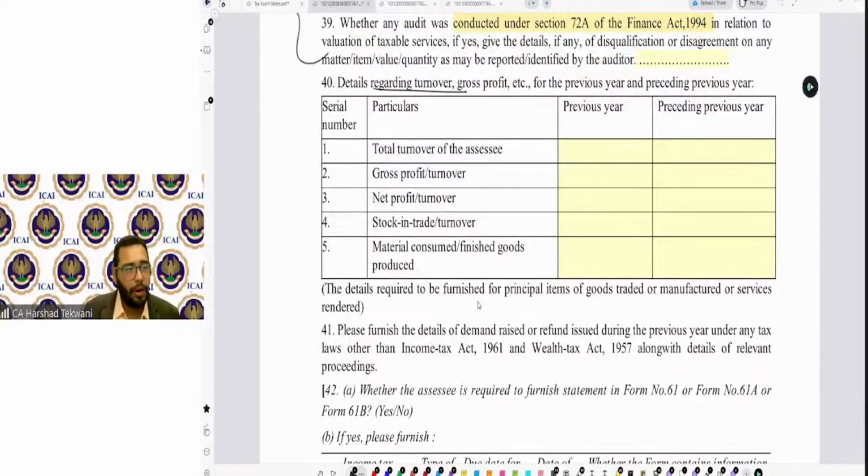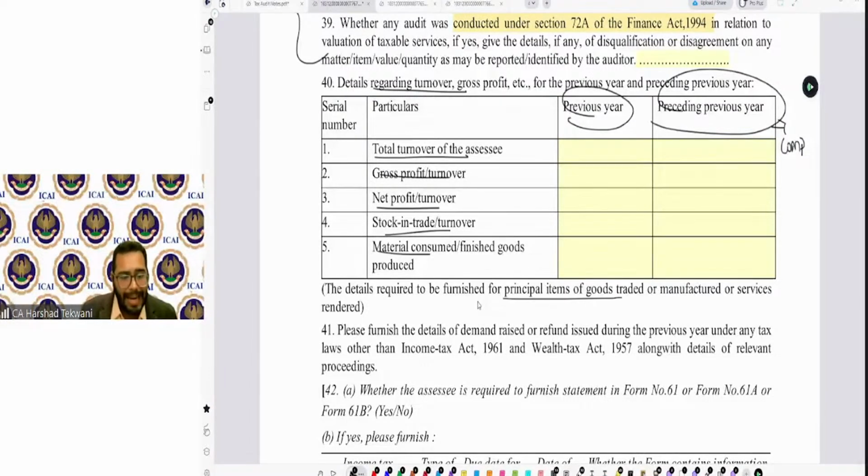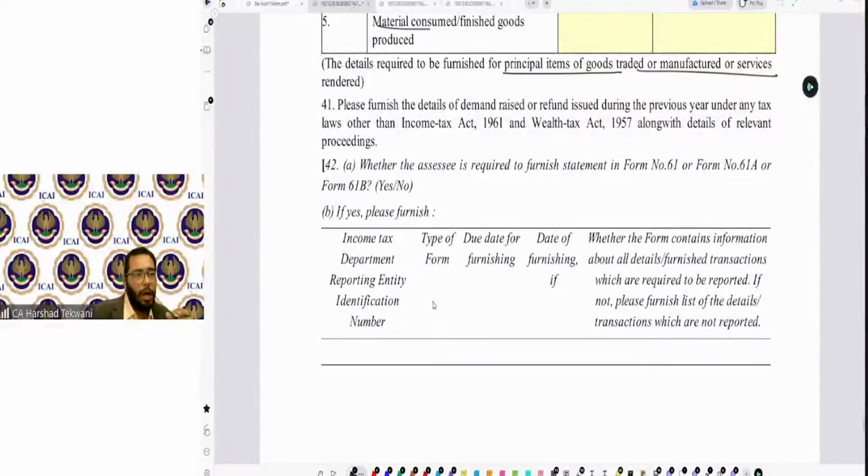40 is regarding the turnover, gross profit, net profit, stock in trade, and material consumed for the previous year and preceding previous year, comparative numbers. And this is required to be computed based on the principal items of goods traded or manufactured. Not for all, but principal items. You need to furnish principal item wise. Then 41 talks about your refund issued with respect to other laws other than income tax and wealth tax. If you have any refund for any other tax laws, that is required to be reported over here.